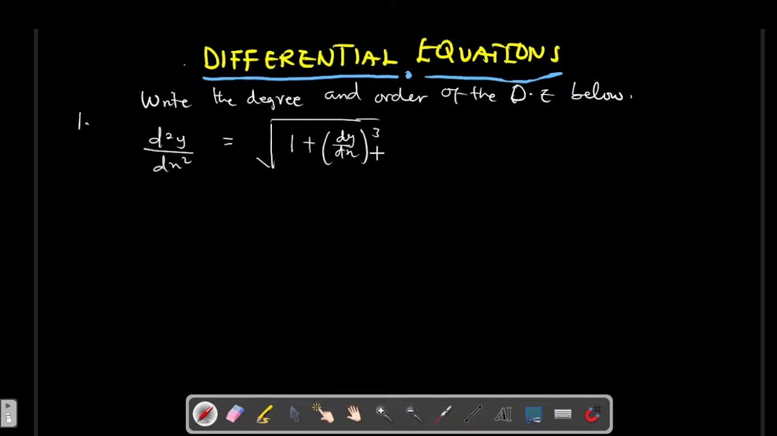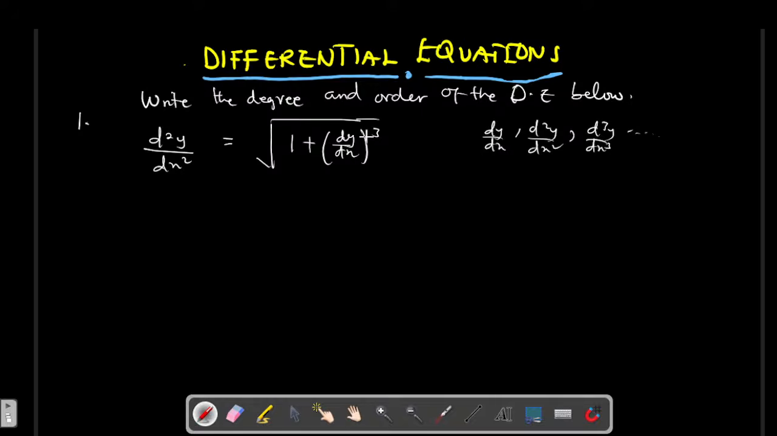So order is simply the highest derivative we have. First derivative, dy over dx. Second, d squared y over dx squared. Third, d cubed y over dx cubed. And in that order to the nth derivative. So when you talk about the order of a differential equation, you just have to look through all the terms of the equation and select the one with the highest derivative.